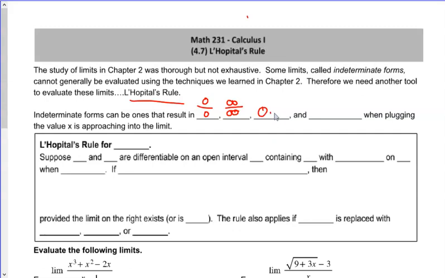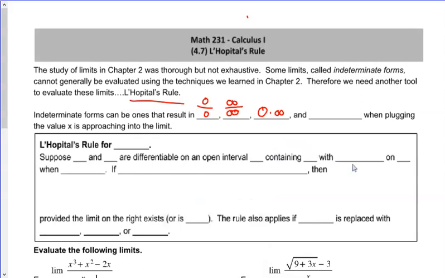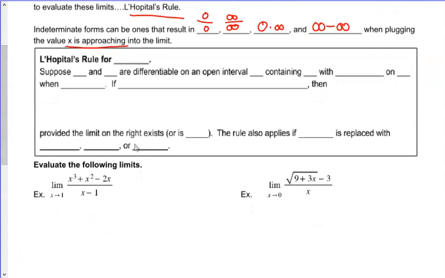If I do 0 times infinity, infinity isn't totally a number, so we can't ever reach that. Times 0, yes, should be 0, but not always. And then here, if I do infinity minus infinity, those are what we refer to as the indeterminate form. And these are the things that you get whenever you plug in the a value, the value that x is approaching, into the limit. So let's define what L'Hopital's rule is.